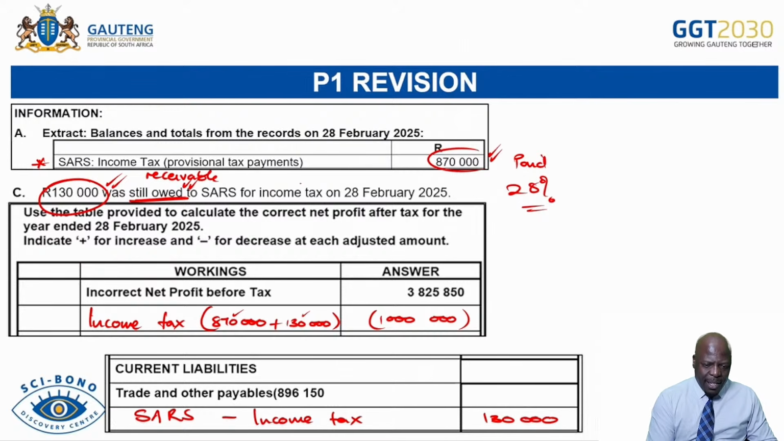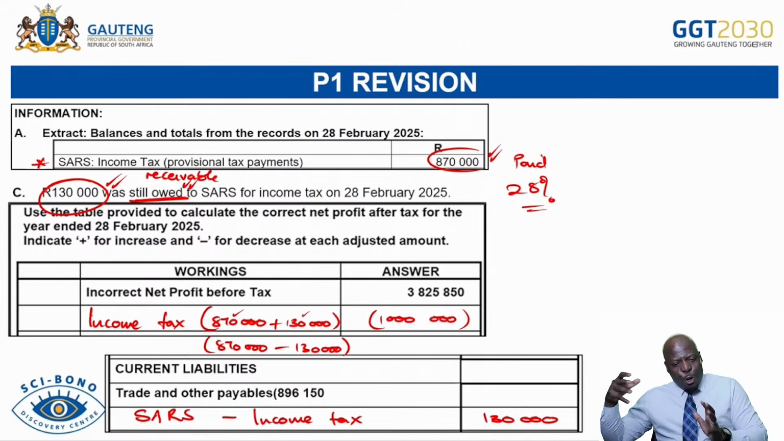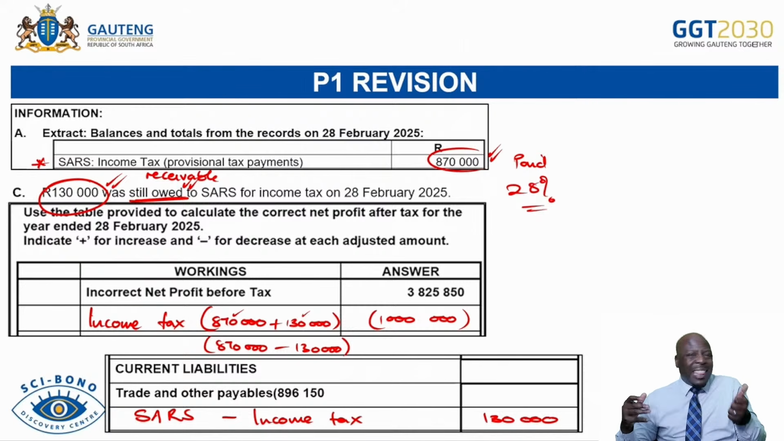Receivable simply means the provisional payments are more. So if it is receivable, you would be saying 870,000 minus 130,000. They're simply trying to say that when you made provisional tax payments, you paid 870 and it is more by 130 according to the tax assessment.